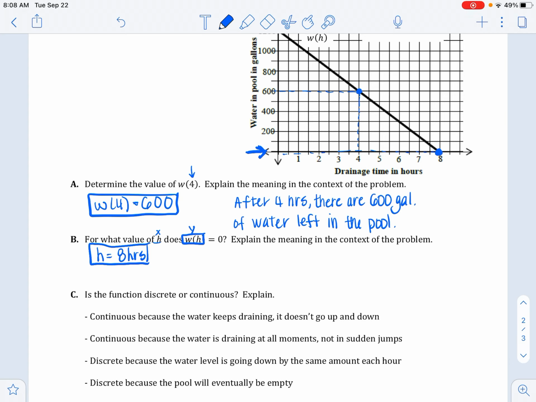Explain the meaning in the context of the problem. So at 8 hours, the gallons is 0. I'm not going to say after 8 hours, there are 0 gallons of water in the pool. I can say after 8 hours, the pool will be empty. Or you can say it will take 8 hours to empty the pool.